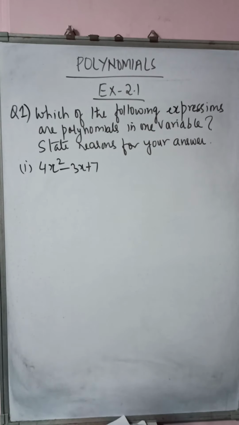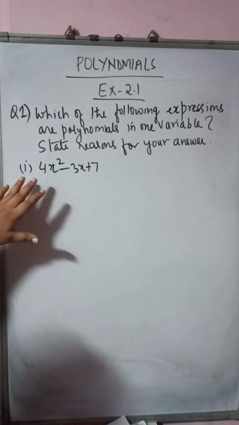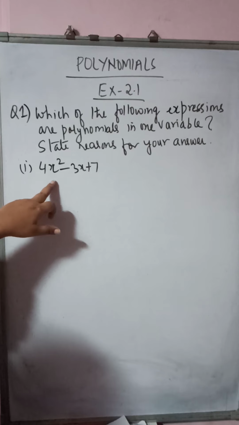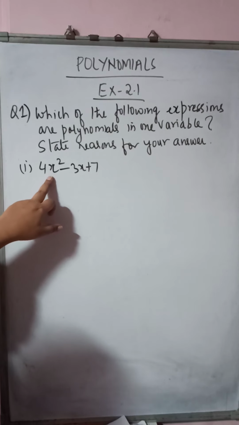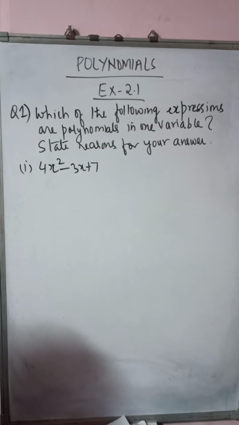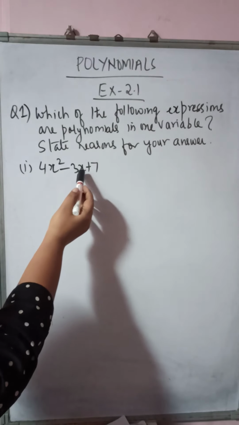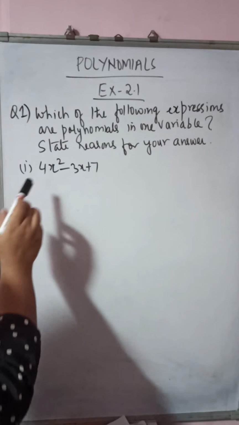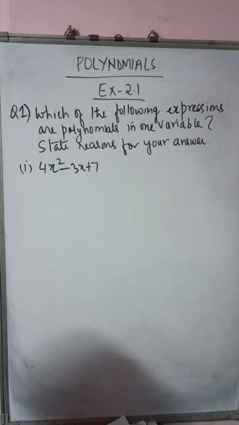So first of all we should know what is an algebraic expression and what is a polynomial. An algebraic expression means any expression which contains coefficient, variable or a combination of both. Here each one, 4x square is one term, 3x is one term, 7 is one term, 4 is coefficient, x is variable. So this is an algebraic expression.